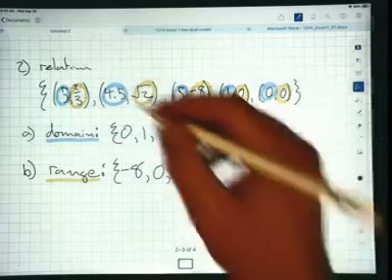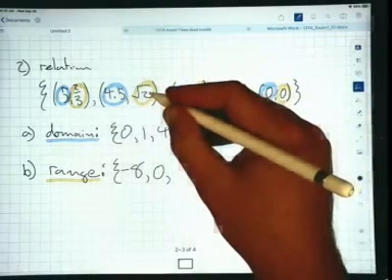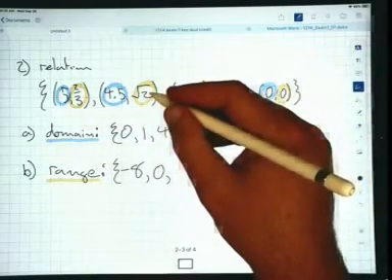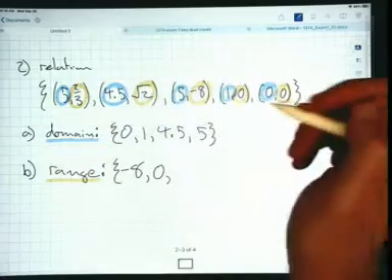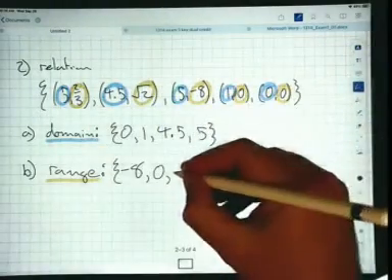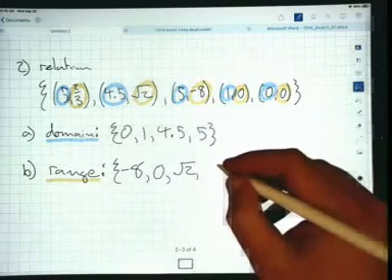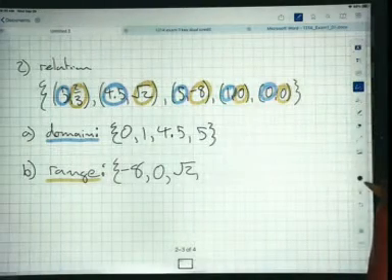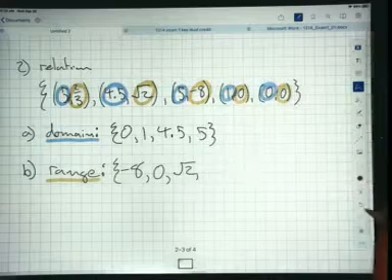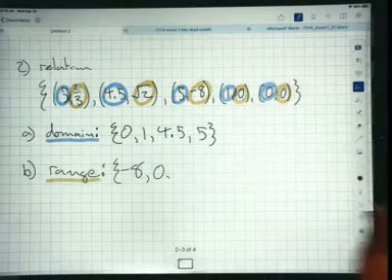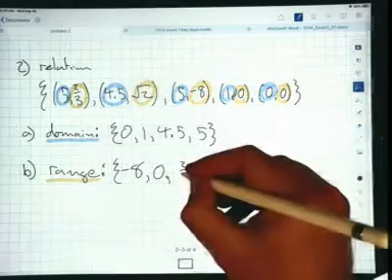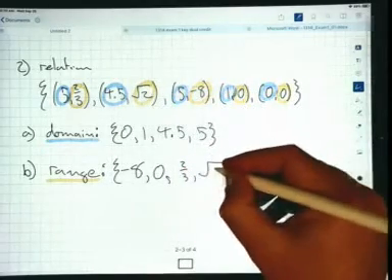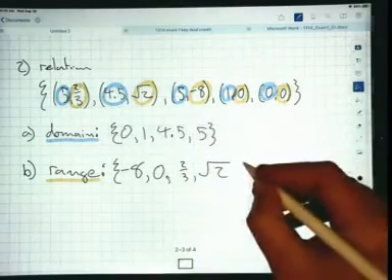All right, 2/3. I know the square root of 2 is 1.4. 2/3 is 0.666. So we're going to put 2/3 first, and then the square root of 2, which is 1.4 something.